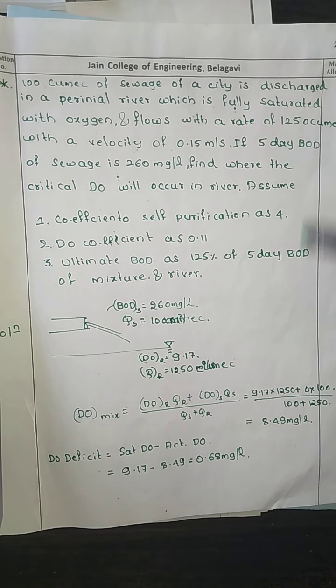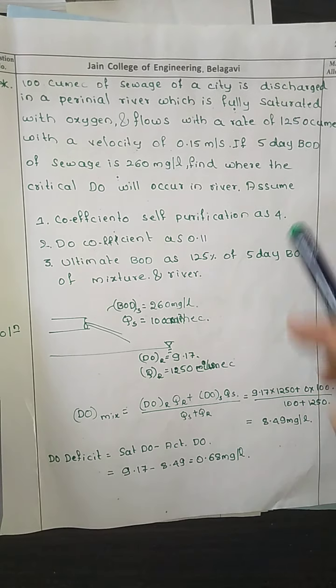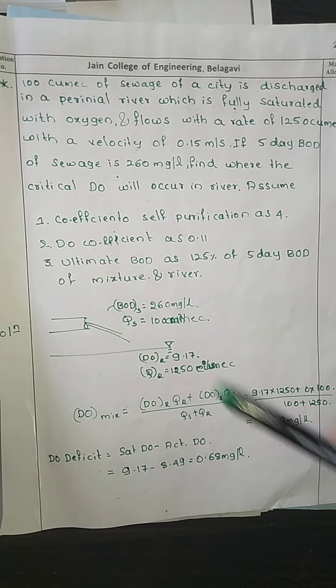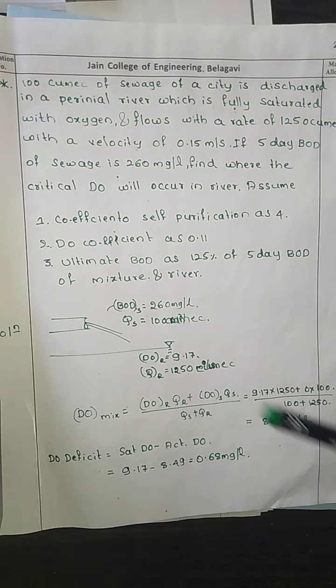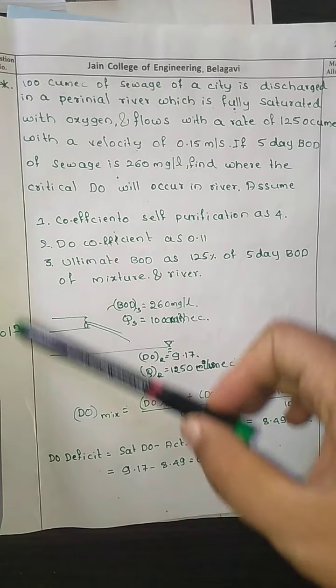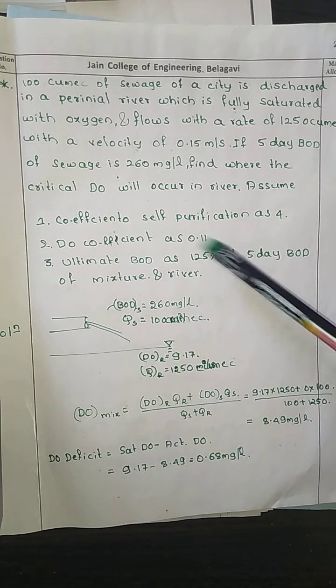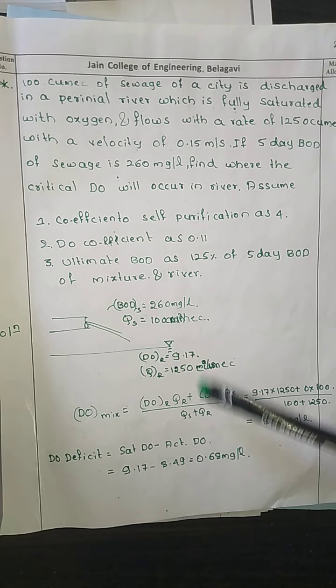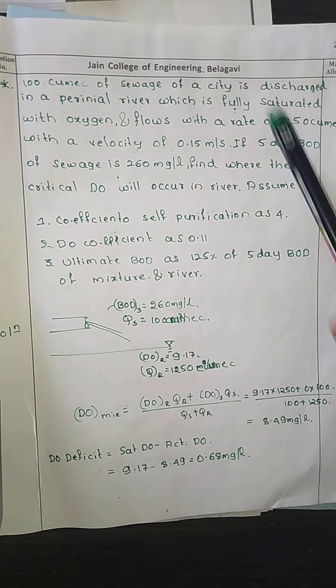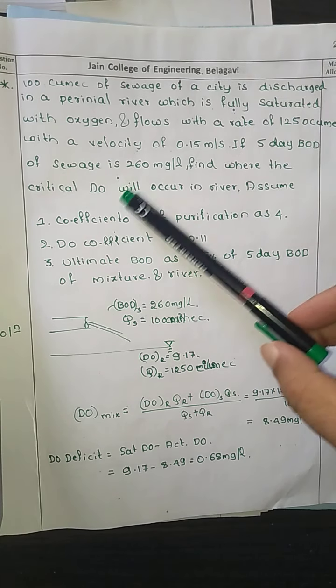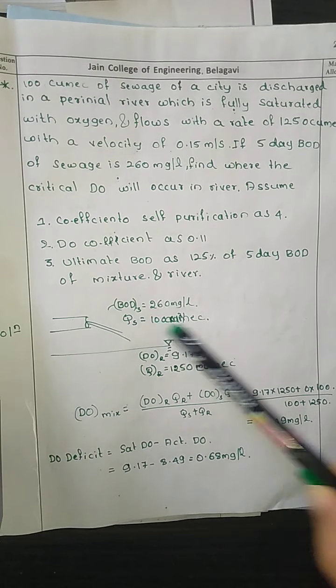Now they have given some assumptions. Assume the coefficient of self purification, that is Fs, is 4, the DO coefficient as 0.11, and the ultimate BOD will be 125% of the 5-day BOD of a mixture of river and sewage. First, as I have told, we need to represent the entry of the wastewater into the stream in a diagrammatic representation. Now what is the BOD value of the sewage? It is 260 mg per liter, written over here.